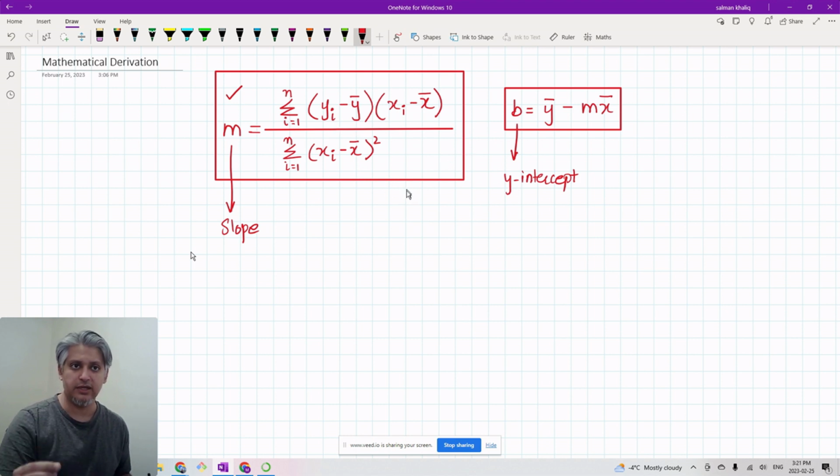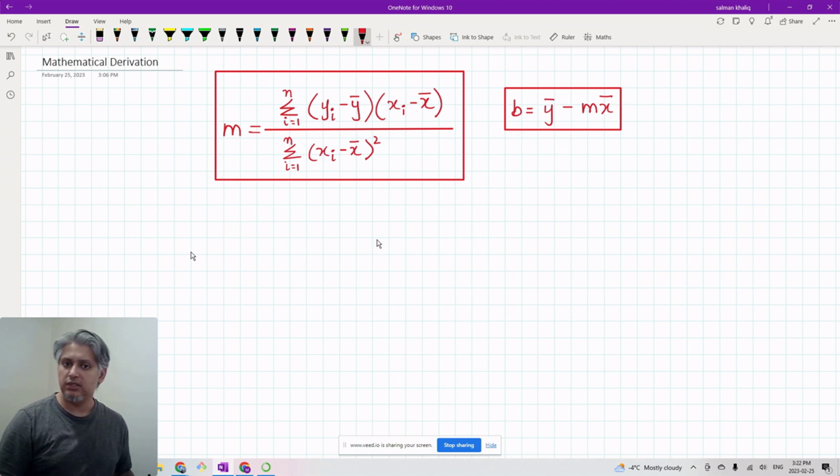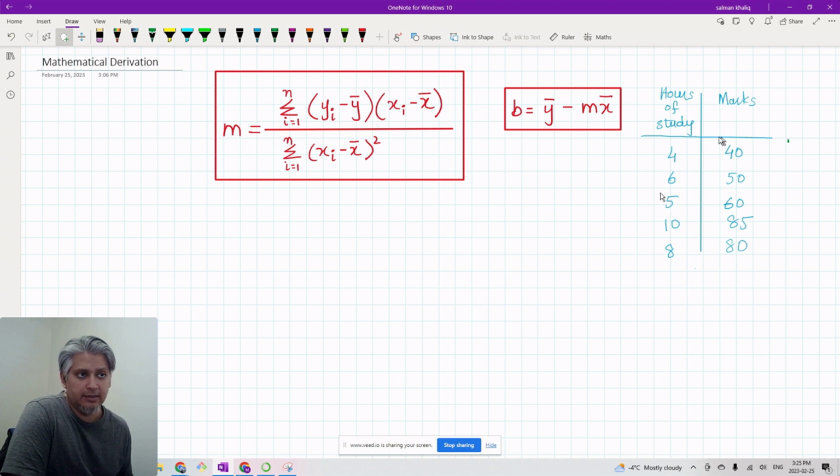So by the end of this video, we will know where exactly we are getting this formula and this formula from. So we will start with a simple basic example, and we are going to use that example to understand how we are getting m equals something like this and b equals something like this. So let's say we have an example.